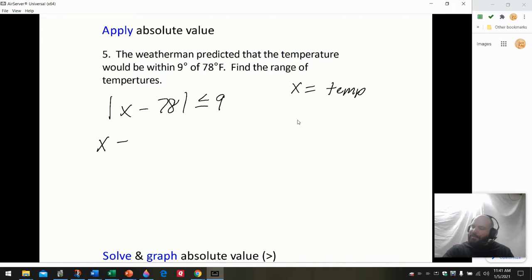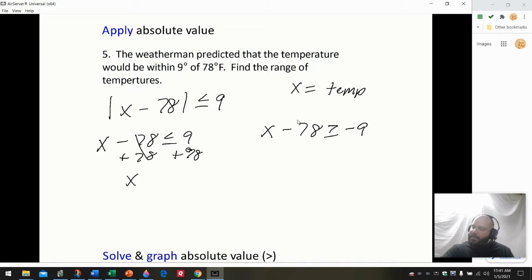So you have x minus 78 is less than or equal to 9. And then we would have x minus 78 is greater than or equal to negative 9. Now solving those, you would add 78 to both sides.